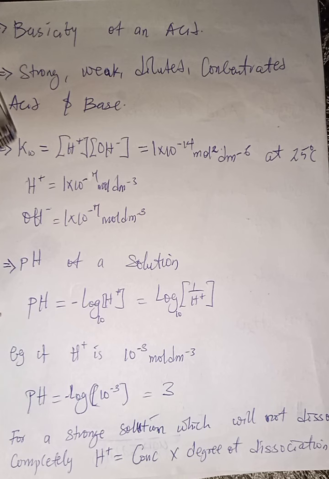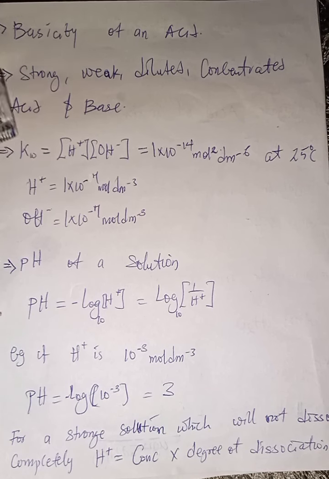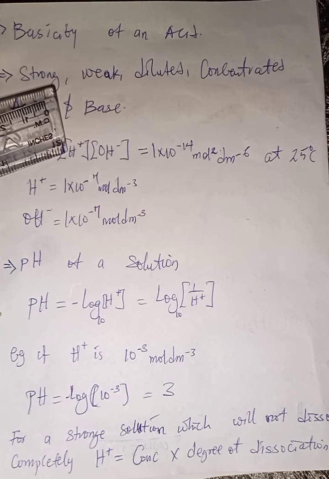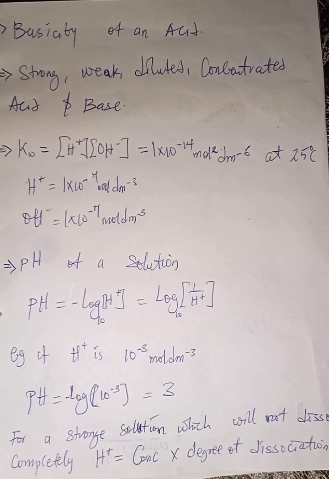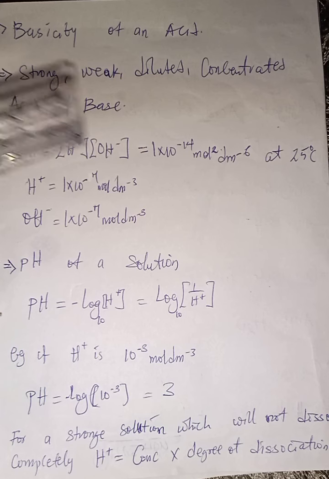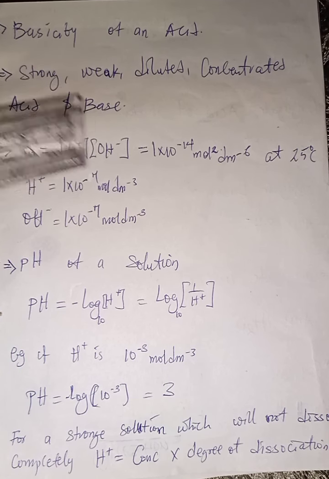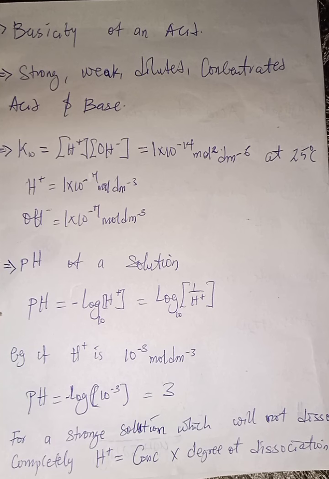Now, this KW you are seeing here, this equation, is from the dissociation of water, where K subscript W is called the ionic product of water. At 25 degrees Celsius, at room temperature, the ionic product of water will be equal to 1 times 10 to the power minus 14 mole squared per dm6, in the sense that the concentration of both the hydrogen ion and the hydroxide ion will be 10 to the power minus 7 mole per dm cube. Take note of that.